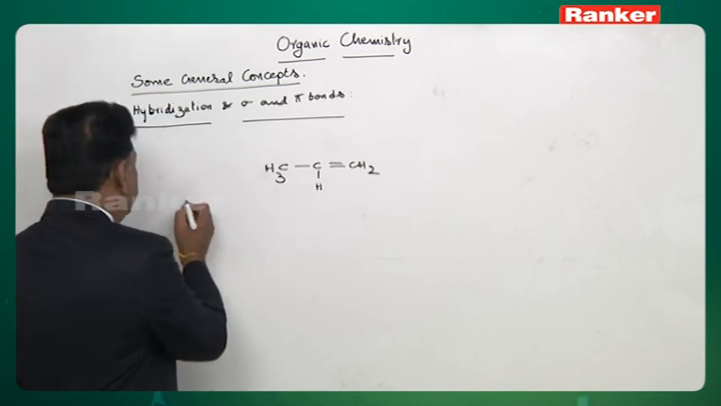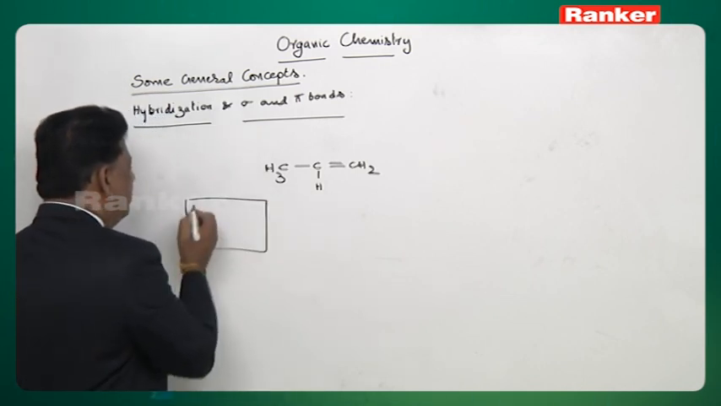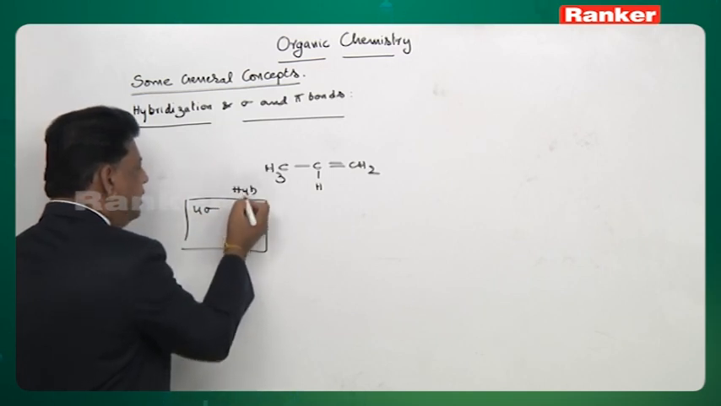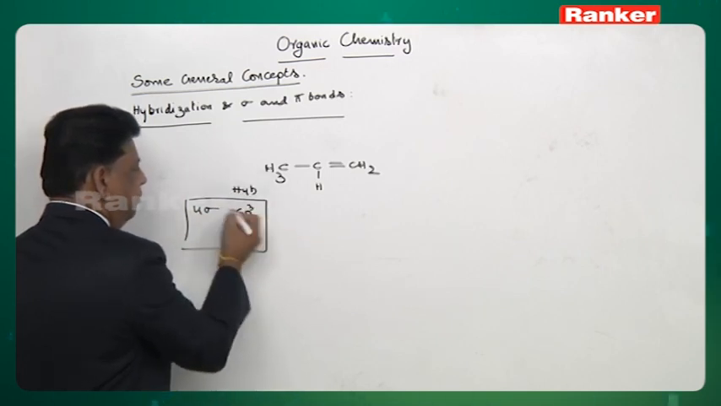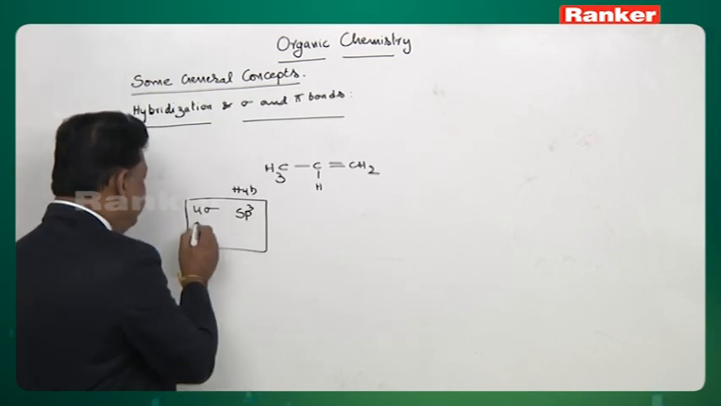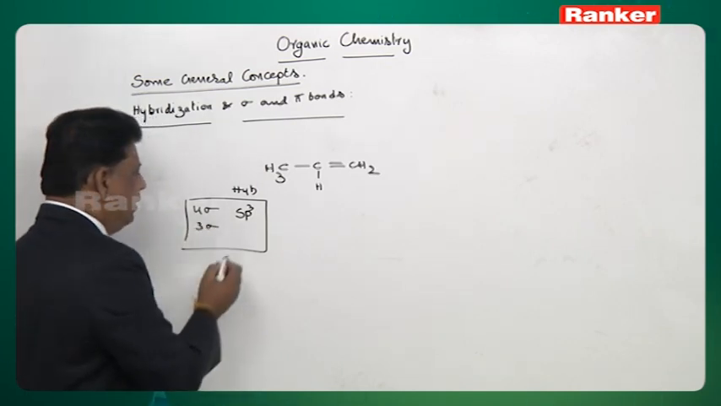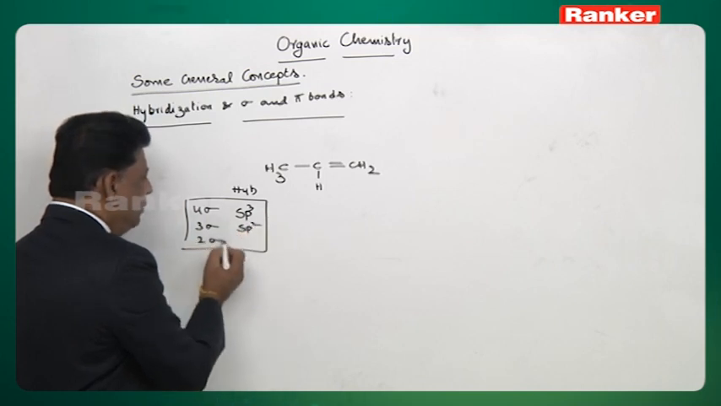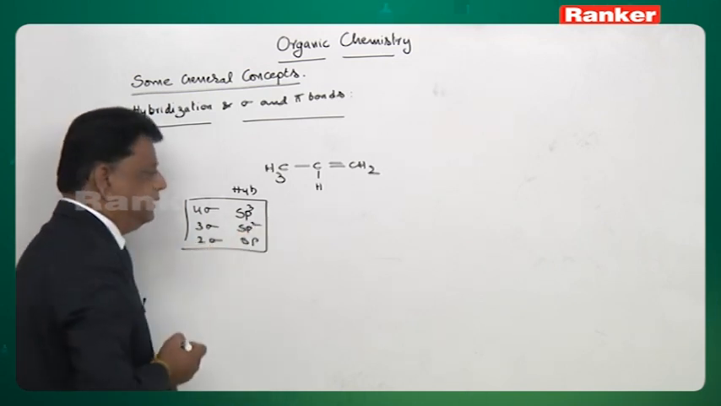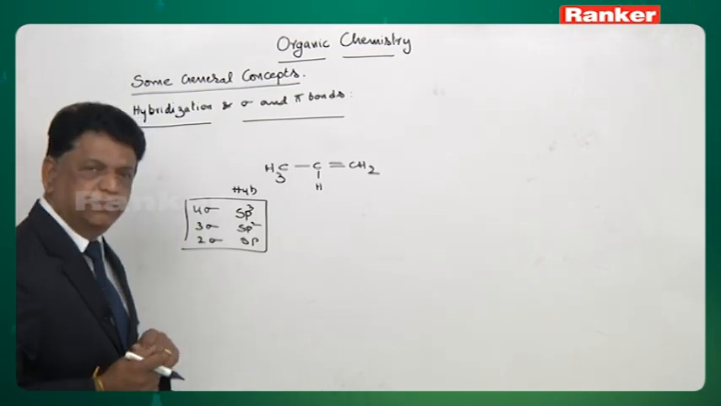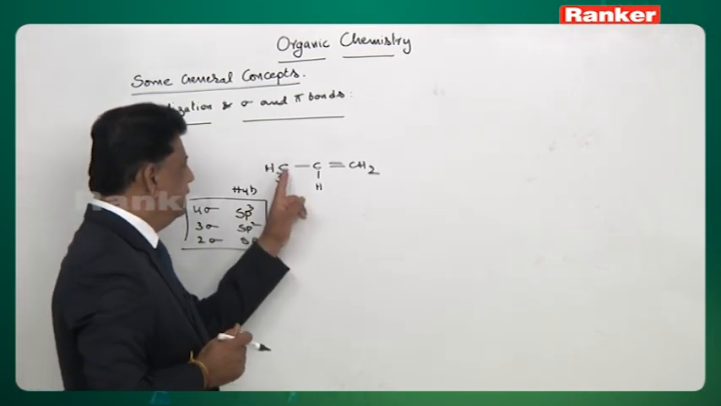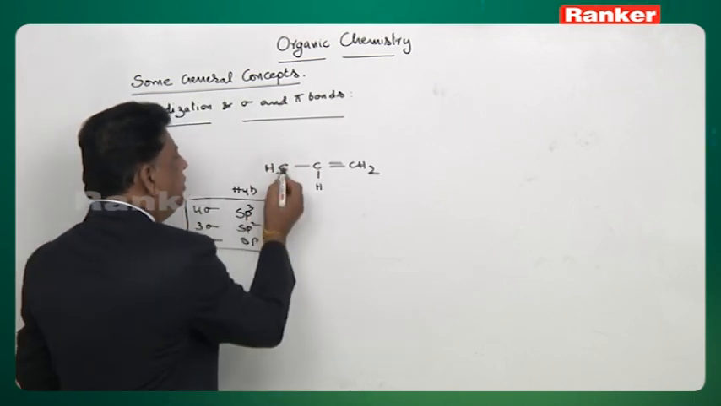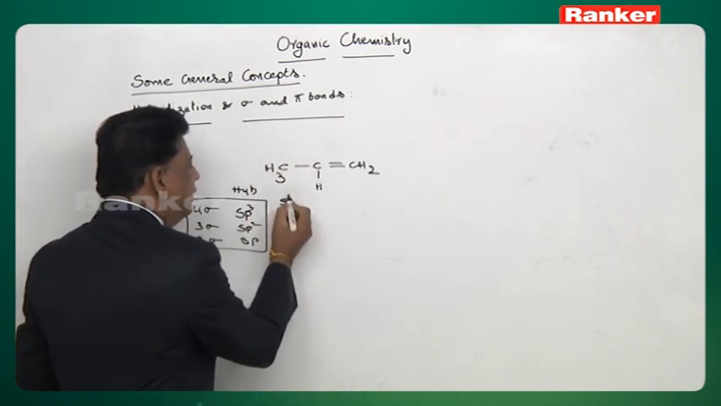So, you can make a chart like this. Whenever 4 sigma bonds are there, the hybridization will inevitably be sp3. When the carbon makes 3 sigma bonds, it will be sp2 hybridization. When it makes 2 sigma bonds, it means sp hybridization. You can follow this type of small chart also. This carbon is making 1 sigma bond with the carbon, so this carbon has sp3 hybridization.